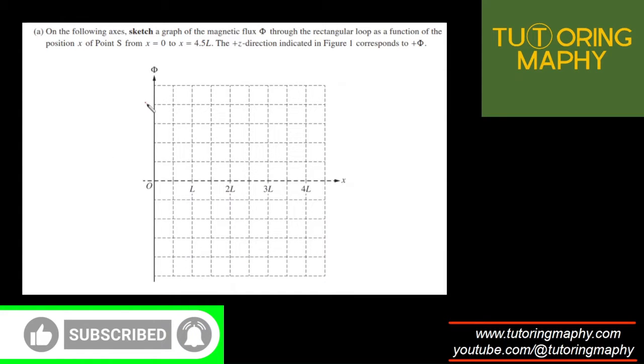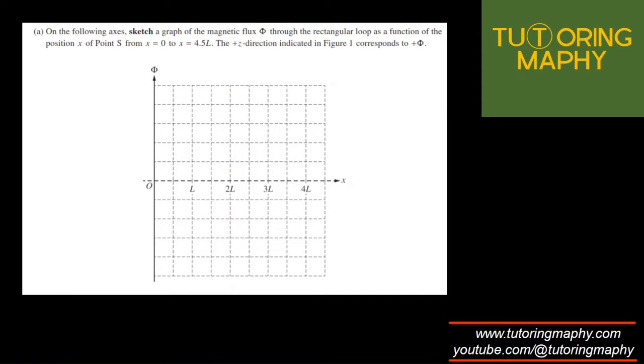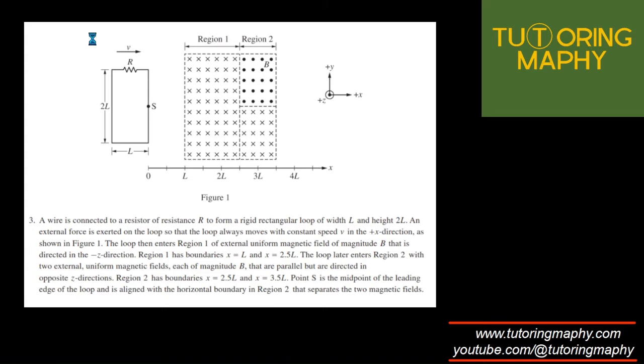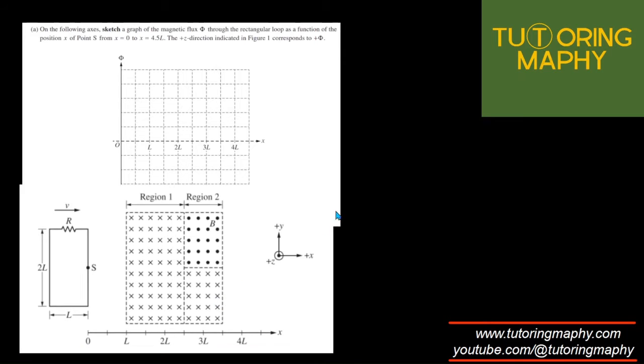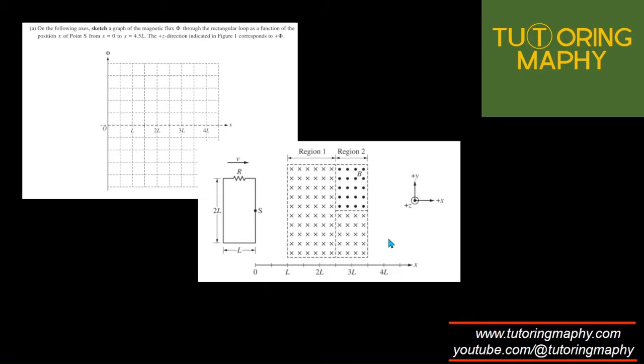Okay, what do we need to find? On the following axes, sketch a graph of the magnetic flux through the rectangular loop as a function of the position x from x equal to 0 to 4.5L, and the plus z direction corresponds to plus phi, so positive flux is towards the plus z direction. So let me quickly borrow this figure over on the same slide.